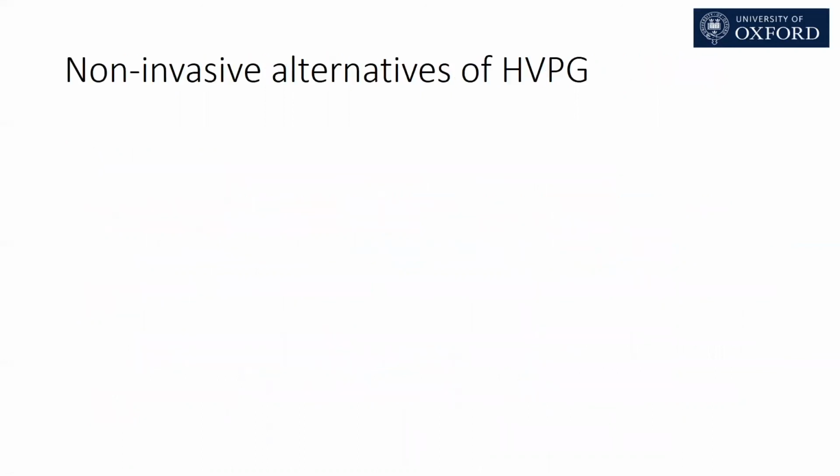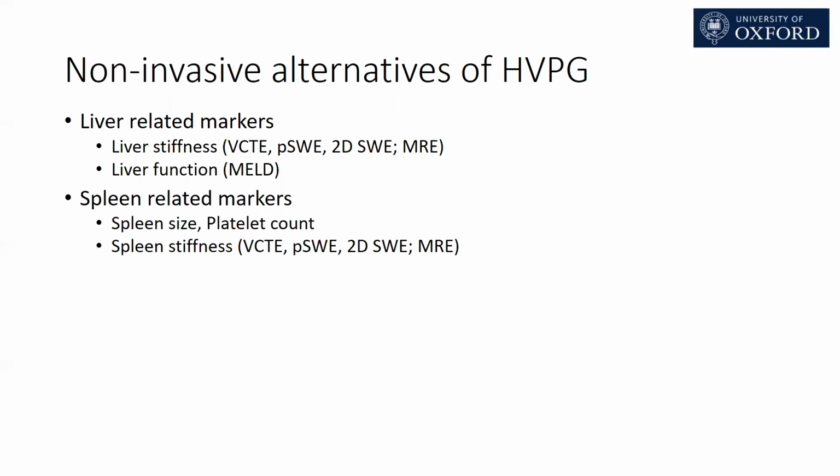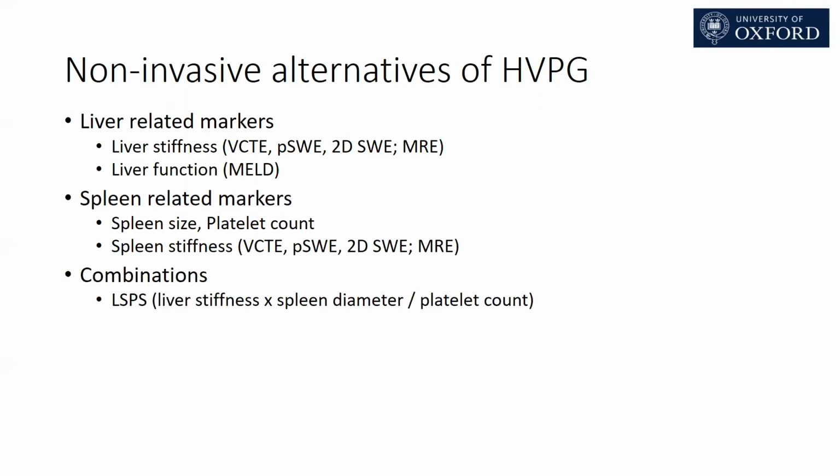But as we said, this is an invasive technique, and as a result, it requires a lot of skill and expertise to perform, and is therefore not widely available. And there's an interest recently to develop non-invasive alternatives, with an explosion of techniques looking into this. And there are liver-related markers, primarily liver stiffness, that can be measured with a variety of techniques, or spleen-related markers like spleen size and platelet count, it's surrogate, but also spleen stiffness, or combinations of the two, like the LSPS index that includes liver stiffness, spleen diameter, and platelet count.